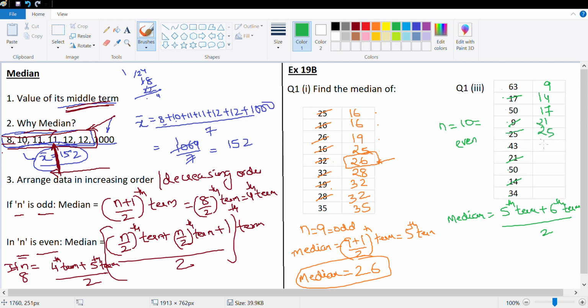Anything else? No. Next, in the 30s, we have 34. Next, in the 40s, 43. Next, we have 50, and in fact, two 50s, 50 here and 50 here. And then the last, we have 63. So we've put it in ascending order. We look at the 5th term.